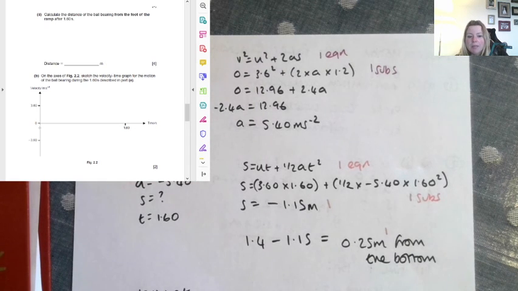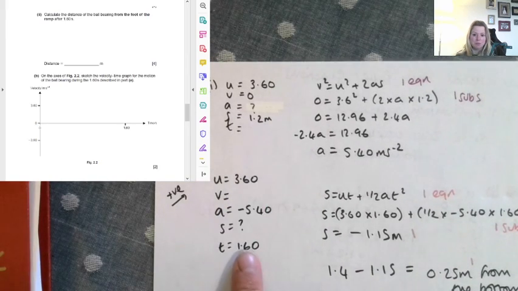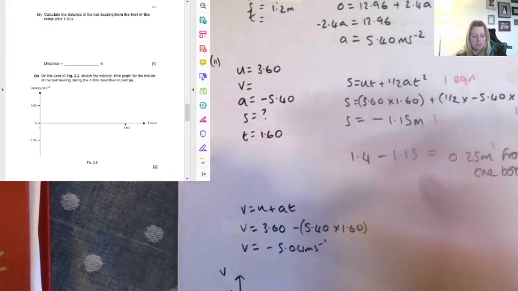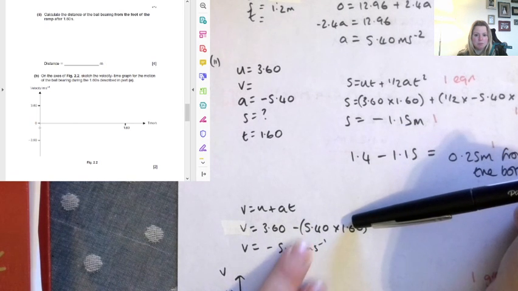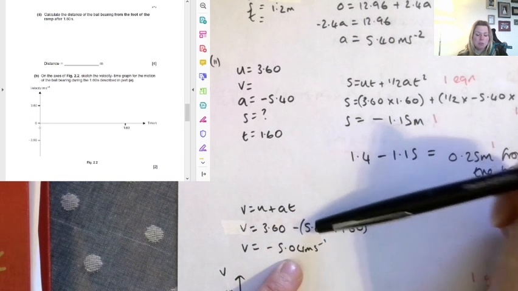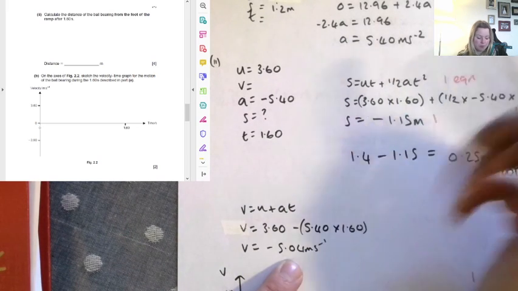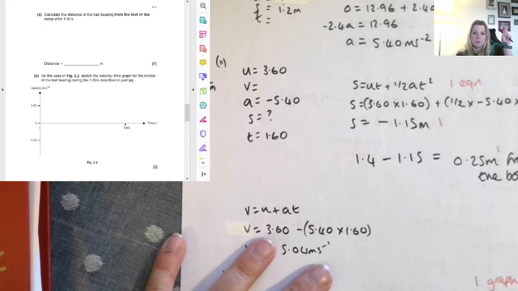Now, part B is asking you to sketch a velocity time graph during the first 1.6 seconds. So my first thought was, right, well, I don't know what its speed is at 1.6 seconds. So that was the first thing I did. I used this UVAST list with u of 3.6, a minus 5.4, and then time 1.6 to figure out what its velocity is going to be after 1.6 seconds. That gets you minus 5.04. The minus just means it's going down as opposed to this 3.6, which was when it was going up.